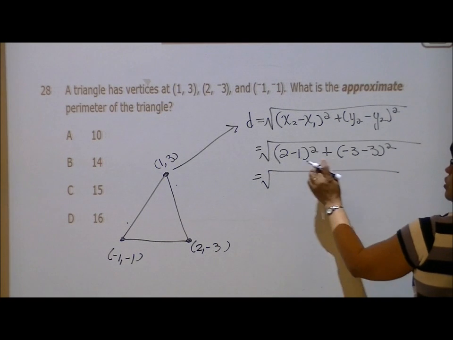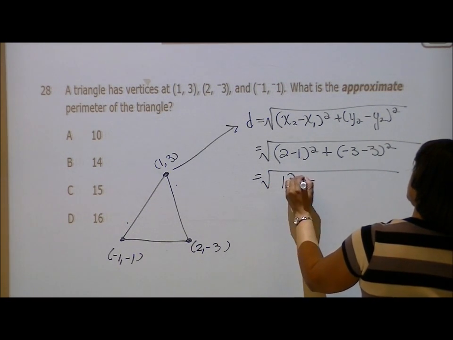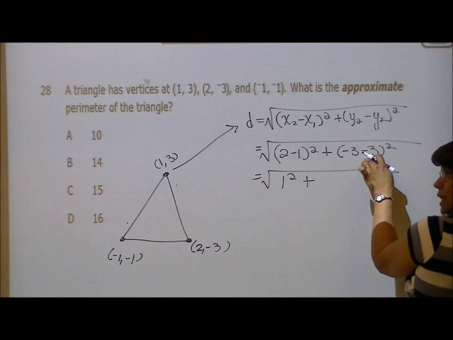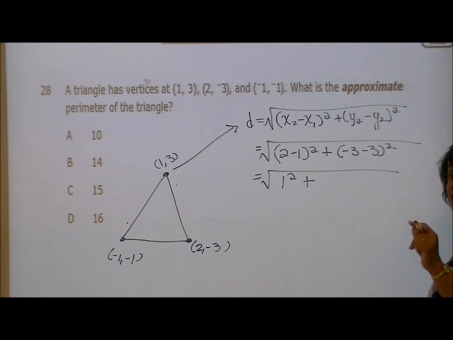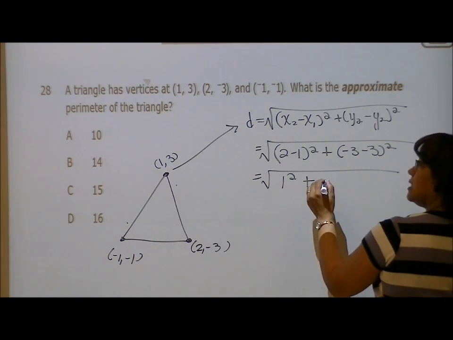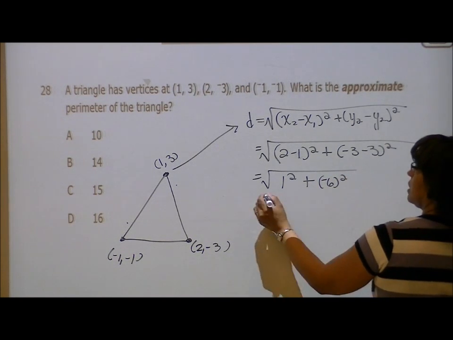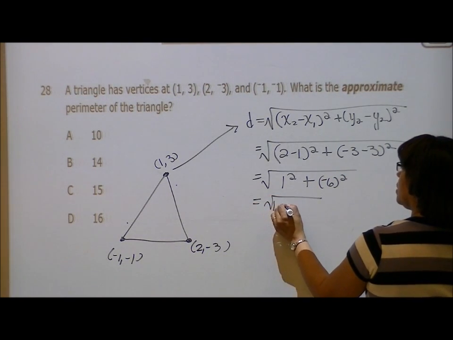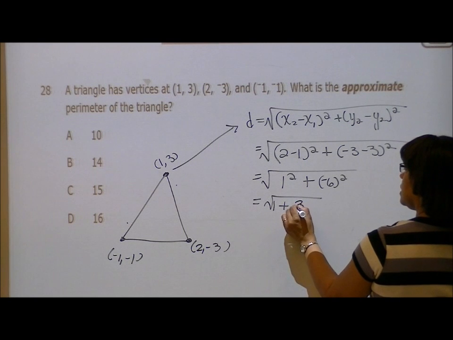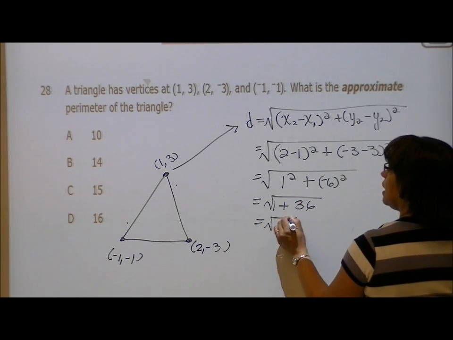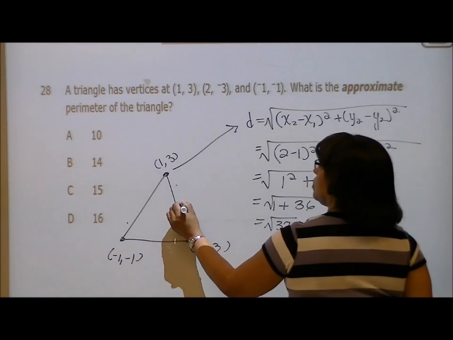2 minus 1 squared is 1 squared. -3 minus 3 is -6, but don't forget you have to put -6 in parentheses. So when you have (-6) squared, that's going to go to positive 36. So you have the square root of 1 plus 36. So right here you can leave that as the square root of 37.